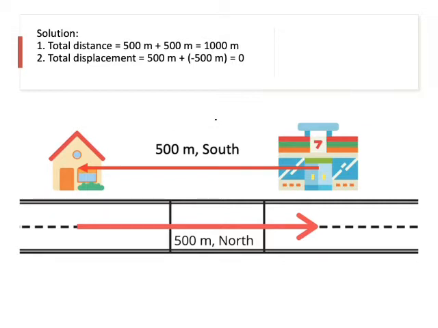We get the total displacement by adding the displacements of Jervin. And at this point, we assign a positive sign to 500 meters north and a negative sign to 500 meters south. Solving, we have 500 meters plus negative 500 meters equals 0. And so Jervin has a total displacement of 0 since he simply went back to where he originally started his motion.